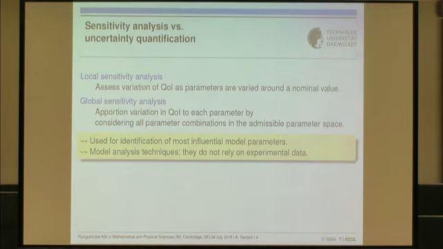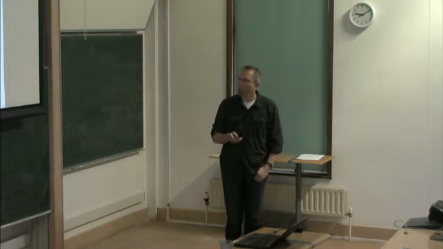But you have a big parameter space, and you might pick a point in parameter space where you get some nice information, but this information does not hold at a different point in parameter space. And this is where global sensitivity analysis comes into play. Here the goal is to apportion the variation in your quantity of interest to each individual parameter. And you do this by considering all parameter combinations in your admissible parameter space. So you really look at the full space, and you want to say this parameter is more important than that parameter for the quantity of interest I'm looking at.